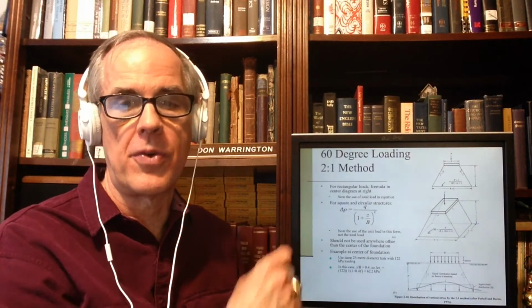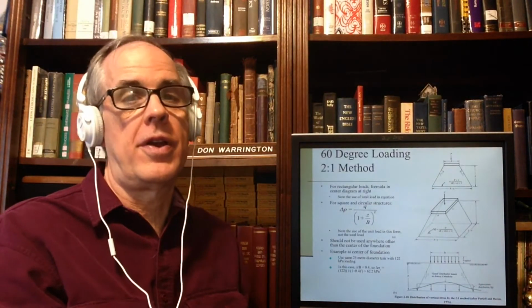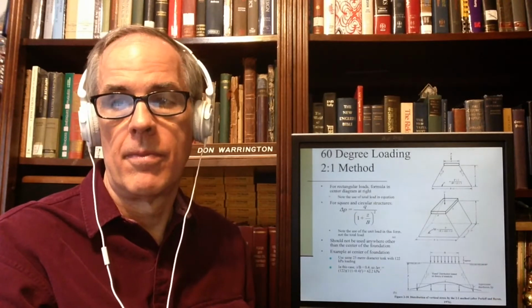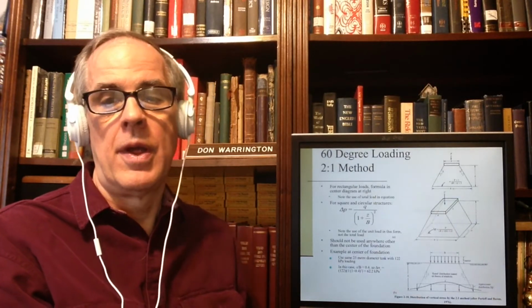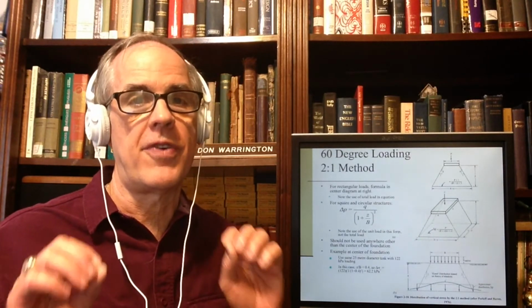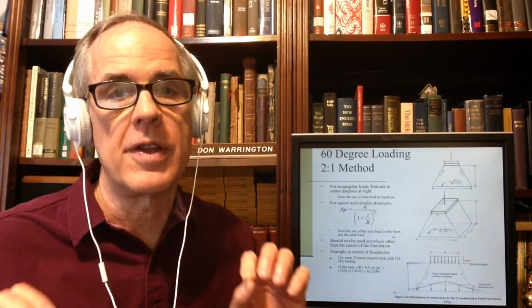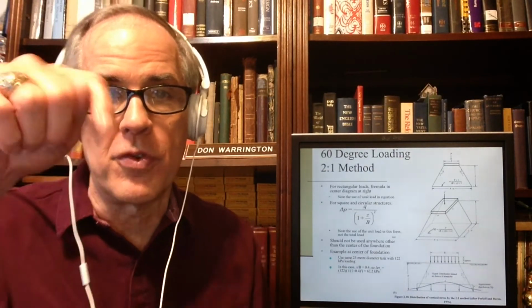For square and circular cross sections, you can simplify it to this equation. Note that little q is the load per unit area. And so they should not be used. 2-to-1 methods are fine to use if and only if you're interested in what's directly below the center of the foundation, which for most engineering applications is what you're interested in. That's where the maximum stress is.